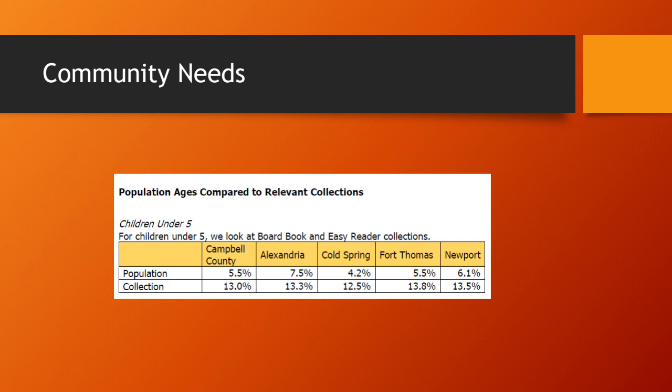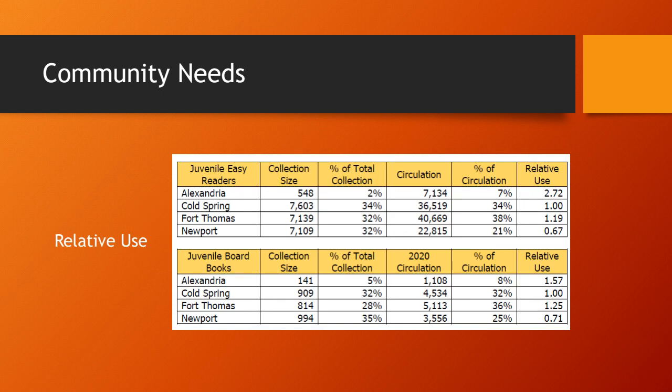When we go to the next slide, we can look at the relative use analysis for juvenile easy readers and board books. And again, this is just something that we can use together with the population statistics and the size of the collection in order to see where we really need to add more materials or withdraw them. We can see that our Cold Spring branch is perfectly meeting the needs of their community in both board books and juvenile easy readers because they have that relative use number of 1.